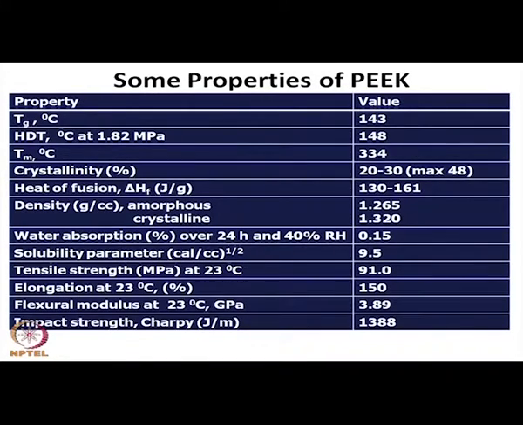Glass transition temperature is quite high, 143 degrees, heat distortion temperature 148, and water absorption is quite low, almost negligible, 0.15% at 40% humidity. Solubility parameter is high, tensile strength 91 megapascal, elongation at break at 23 is quite high, flexural modulus is also high, 389 gigapascal, impact strength is 1388 joules per meter.